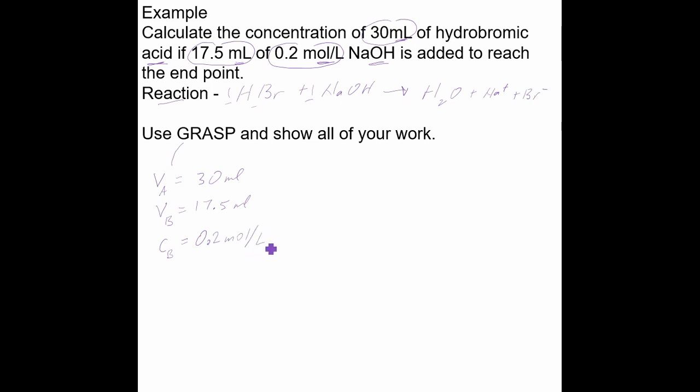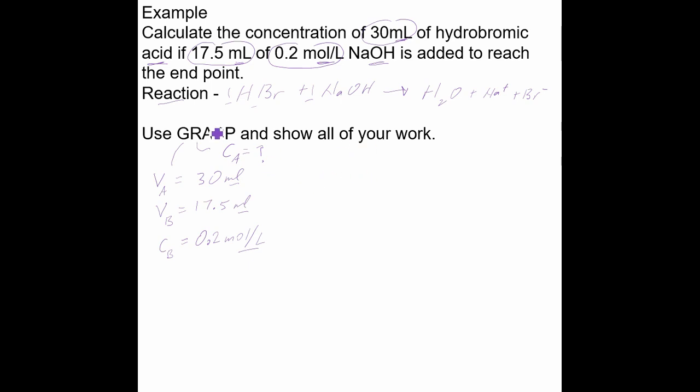So you always need to tell me the given information. Always include the units as well. And what are we looking for? What is the required information? Well, we're trying to find the second concentration, and that concentration is for the acid. So that is our unknown. That's what we're trying to figure out.